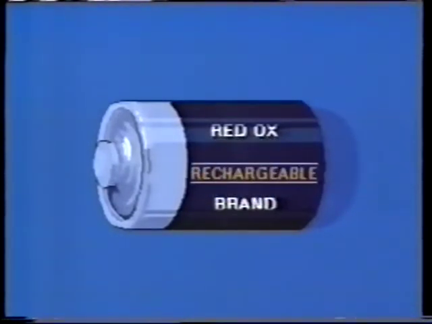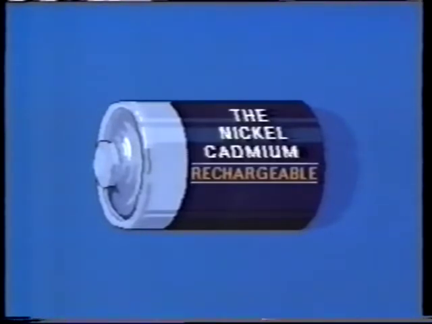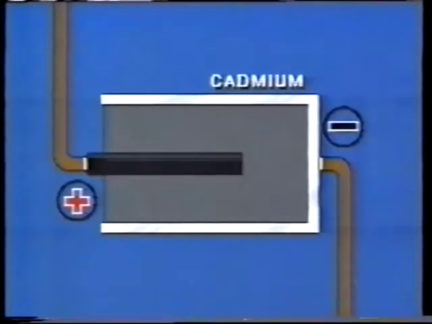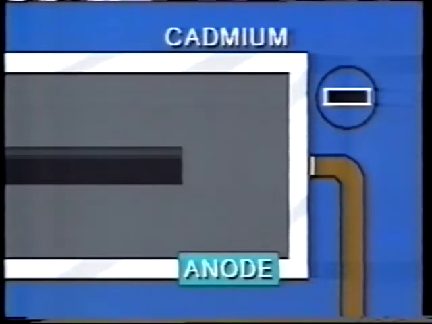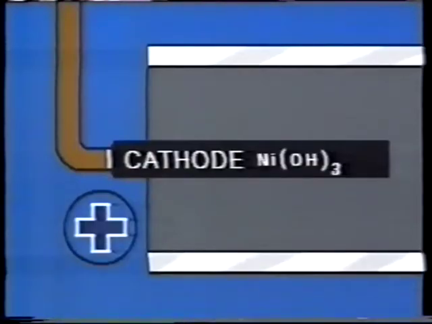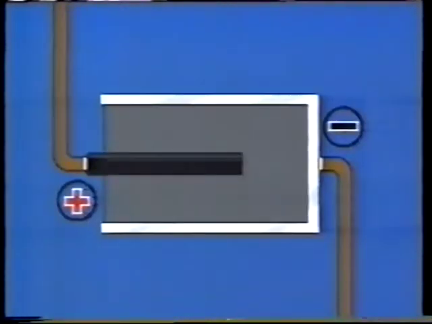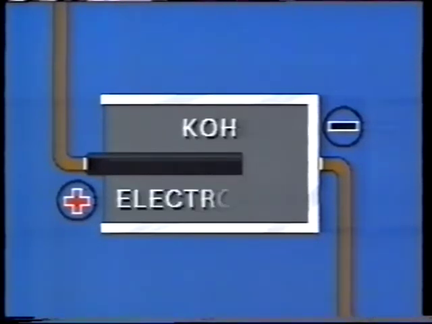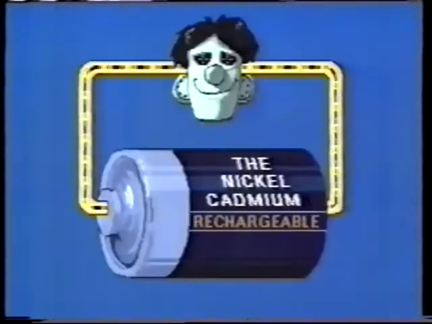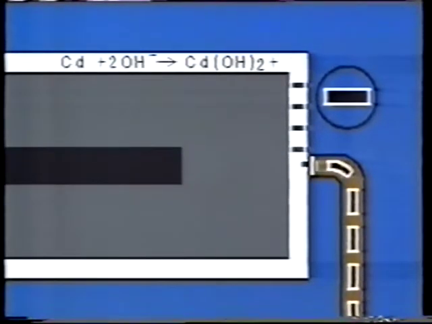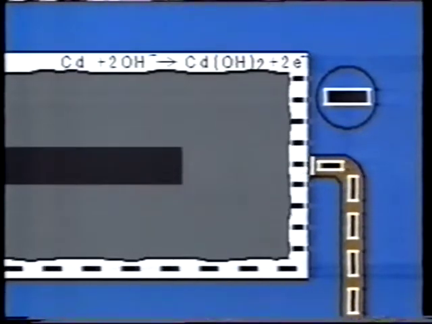Well, technology has produced the rechargeable battery. One such cell is the nickel-cadmium cell. It has a cadmium anode and a cathode in which some nickel-3 hydroxide is embedded. The two electrodes are surrounded by a potassium hydroxide electrolyte. To supply electrical energy, the cadmium reaction loses electrons. The cadmium is eaten away, while the nickel reaction gains electrons.